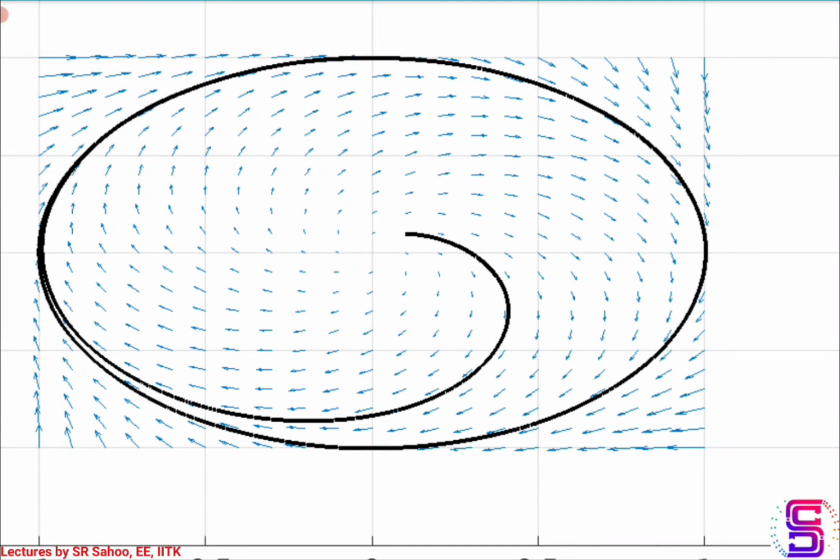The vectors here, so this is the origin, and the vectors inside the circle of radius 1 are such that all of them are pointing away from the origin. So you see the trajectory started somewhere here and it is moving away from the origin as if it is spiraling out, but the spiraling ends once it reaches the circle, and then it starts moving on this particular circle.